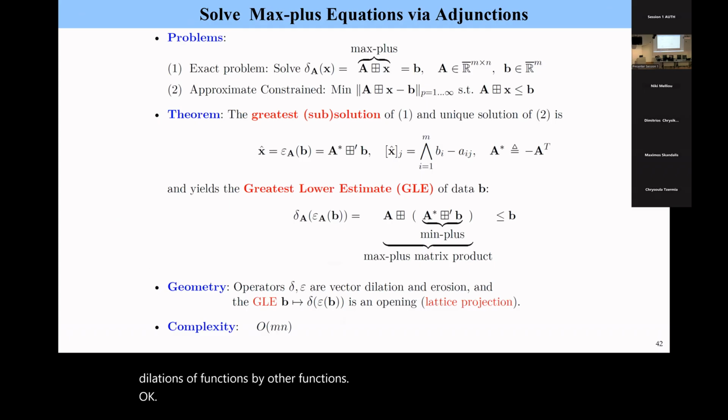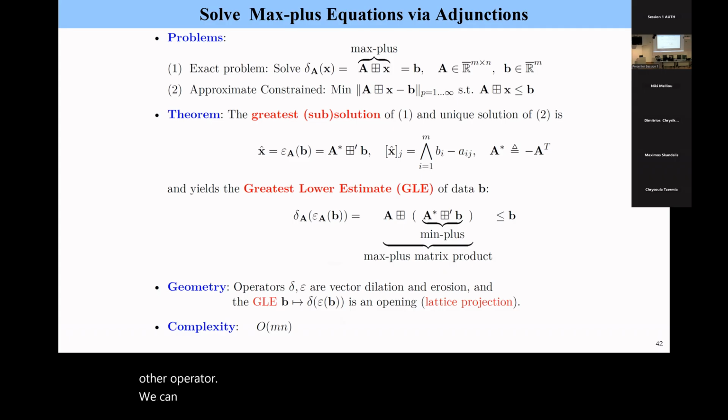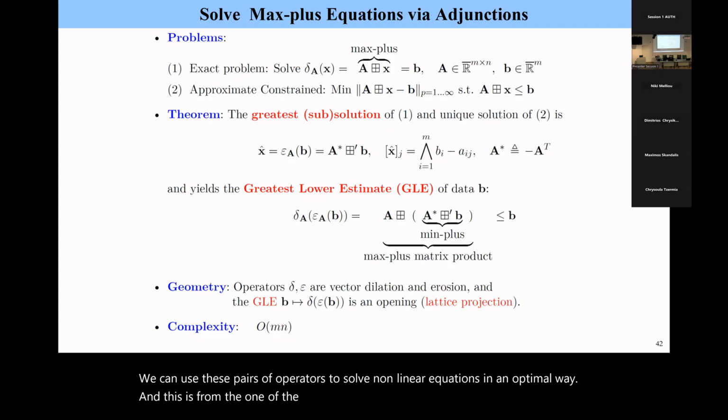I emphasized the concept of adjunction, which again I repeat, it's a pair of a dilation and an erosion operator, and every operator in this pair is unique to the other operator. We can use these pairs of operators to solve nonlinear equations in an optimum way. And this is one of the main applications of the optimization I mentioned in this tutorial.